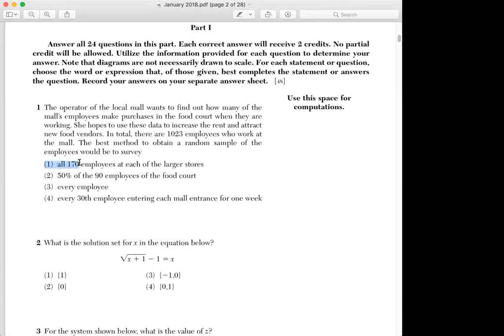Well, all 170 employees at each of the larger stores, but what about the smaller stores? That's kind of biasing. 50% of the 90 employees of the food court? Well, they want to see how many of the mall's employees make purchases in the food court. So that's really biased. Every employee, that's not really a sample. That's a census. Every 30th employee entering each mall entrance for 1 week, that would give you a pretty random sample. So the answer is choice 4.